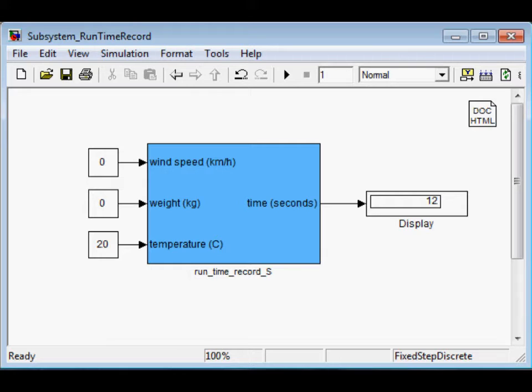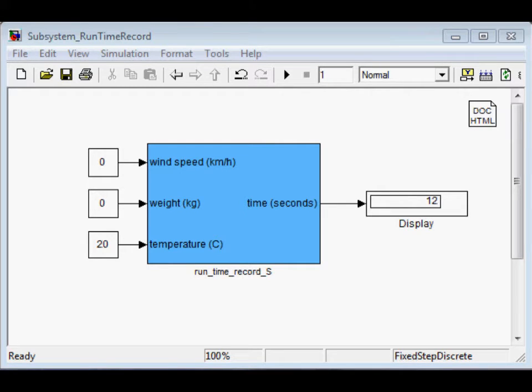This is the function block in MATLAB Simulink that represents the assumed real-life physics of an athlete who is running 100 meters against the wind with a weight attached to his belt. I use this function to generate historical data.